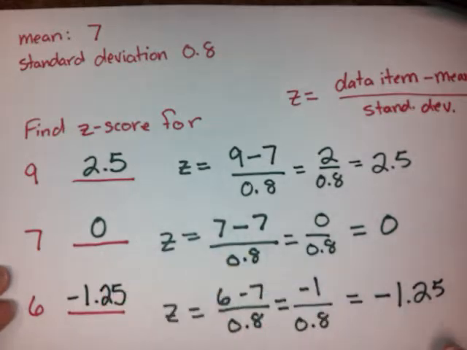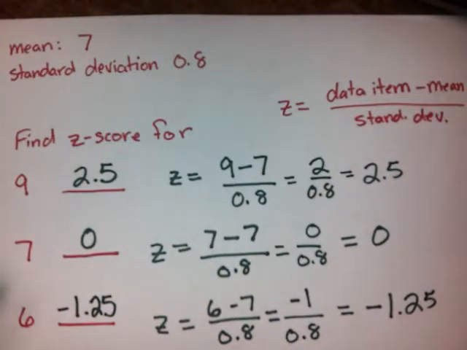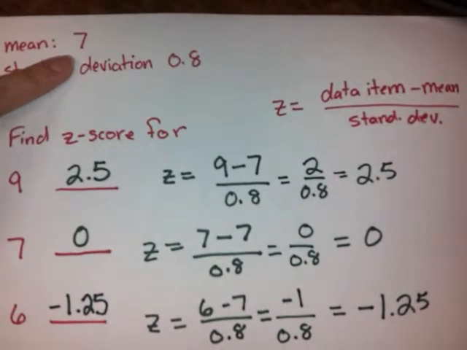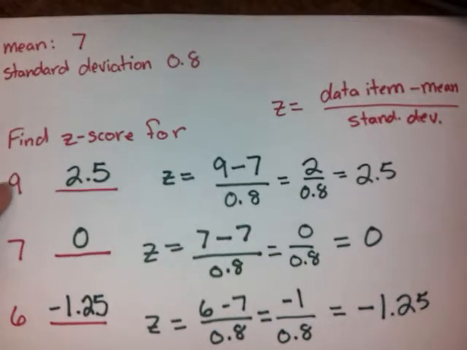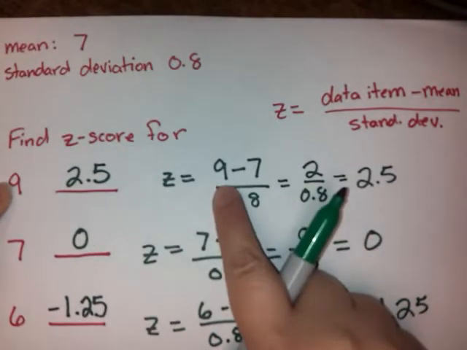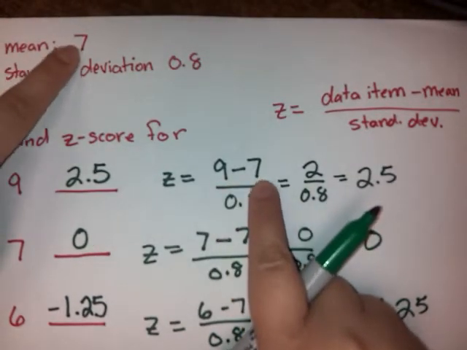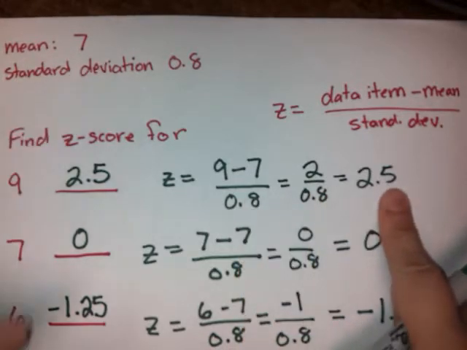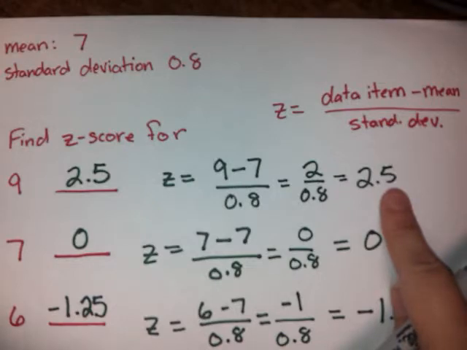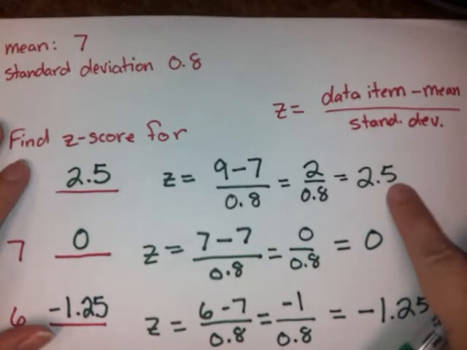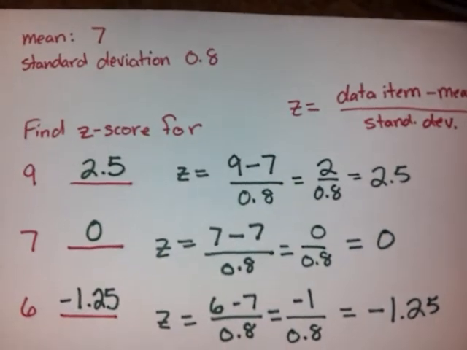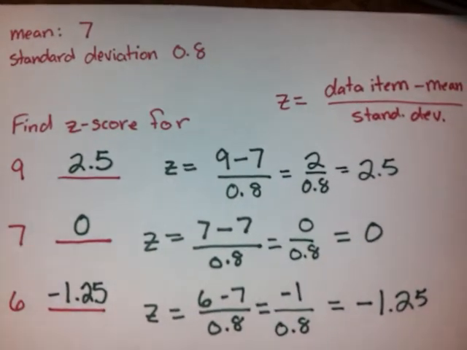So our z-score is -1.25. So when you're calculating z-scores, they will give you a mean and they will give you a standard deviation. And you use that with whatever data point they're asking you for, whatever data item. You will do the data item minus the mean divided by the standard deviation. And then you just plug it into your calculator and you'll get a decimal. And it's okay to have positive numbers, it's okay to have 0, it's okay to have negative numbers. Those are all valid answers for your z-score.